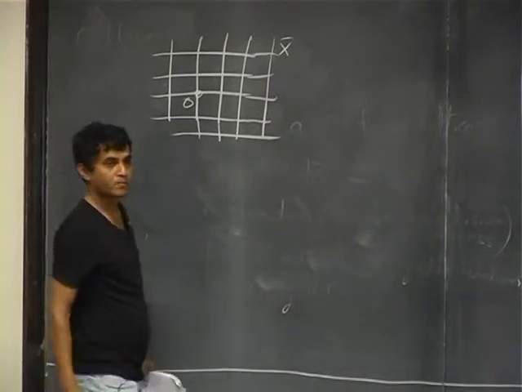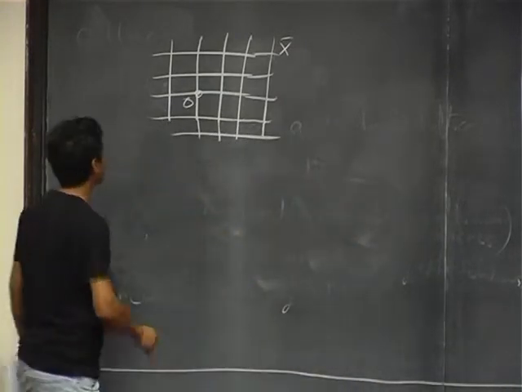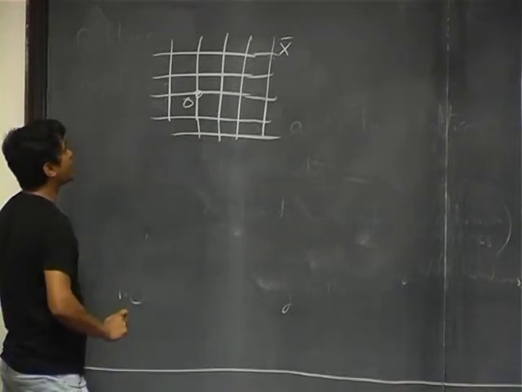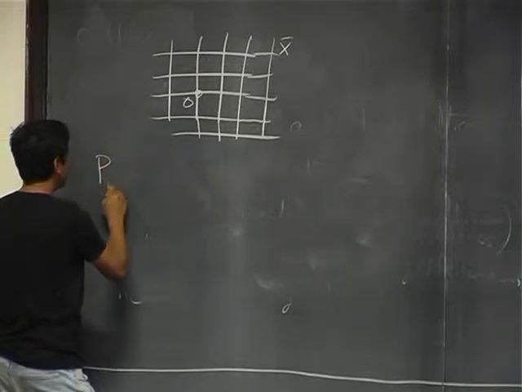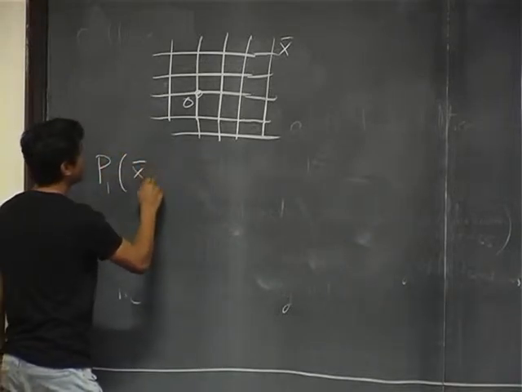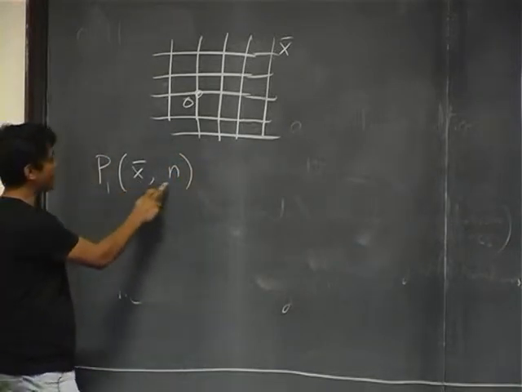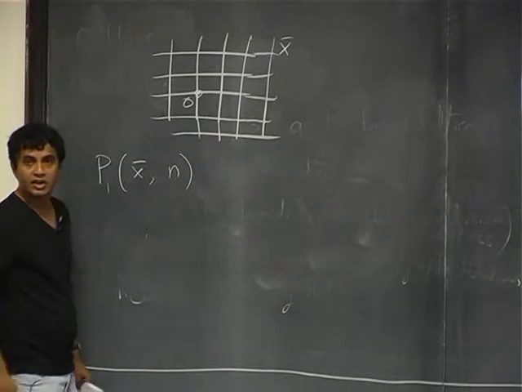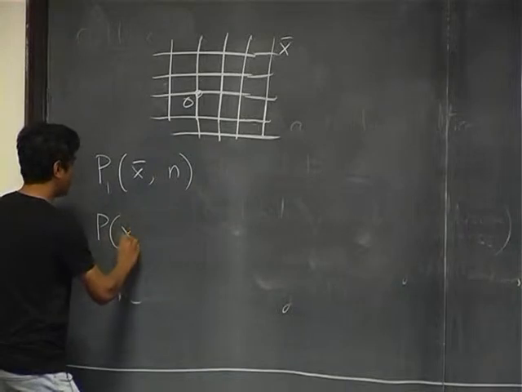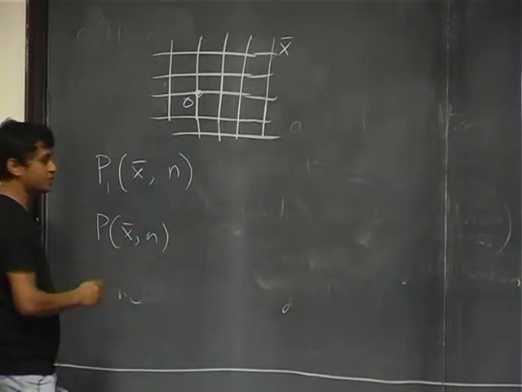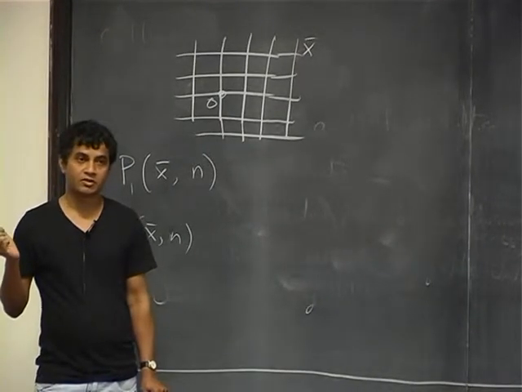Sorry, this is an infinite lattice. You can do it for a finite lattice also. So the question we are asking is P1 after time. What is the probability that after n steps I am at x bar? Earlier, what we have studied is this quantity P of x bar, n, which is the probability that if I take n steps, I am at x bar.